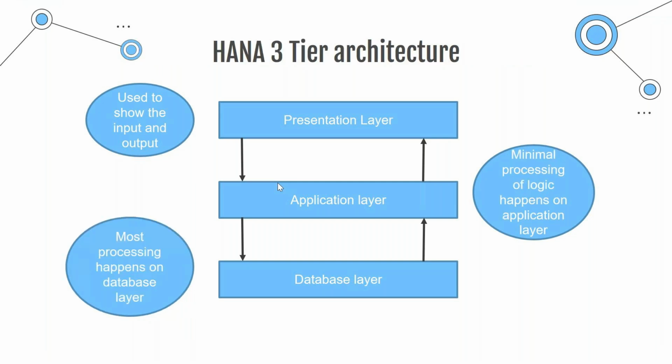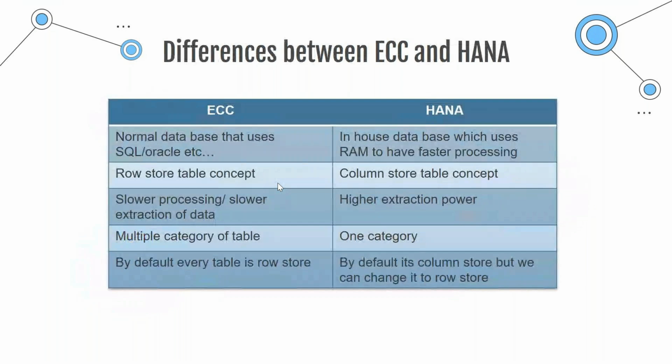Okay, fine. So now let's understand the complete differences between ECC versus S4 or HANA. First of all, in ECC system, people used to use third-party databases. Third-party databases means SQL database, Oracle database, or some other third-party databases people used to use. Whereas with the upgraded version of SAP, SAP themselves have created a new database. The name of the database is HANA.